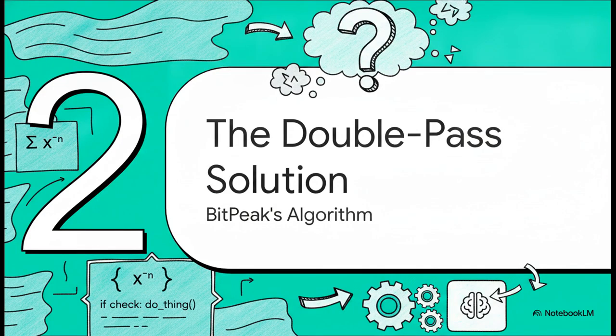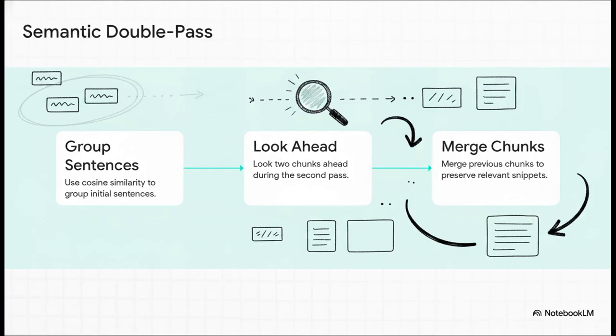Section 2. The double pass solution. So if classical semantic chunking gets easily confused by sudden shifts in text, like dropping in a math formula, a quote, or a block of pseudocode, how do we actually fix it? The researchers at BitPeak tackled this exact problem and developed an ingenious semantic double pass algorithm. Traditional semantic chunkers just stop the moment they see a difference, like a code snippet. But check out step 2 here. This method looks ahead. If the chunk after the code snippet matches the chunk before it, it merges all three together. It's a brilliant maneuver that rescues highly relevant text snippets that usually just get orphaned.